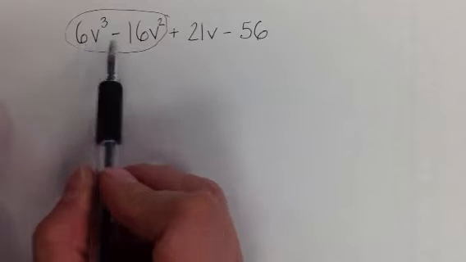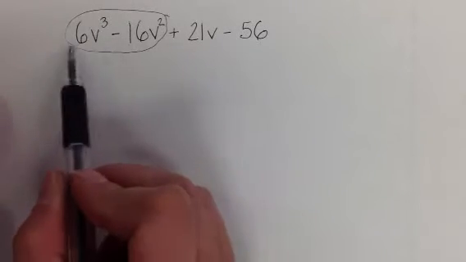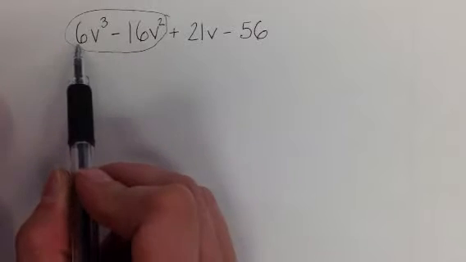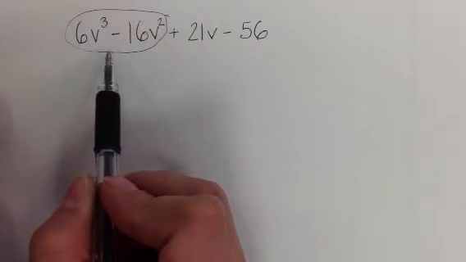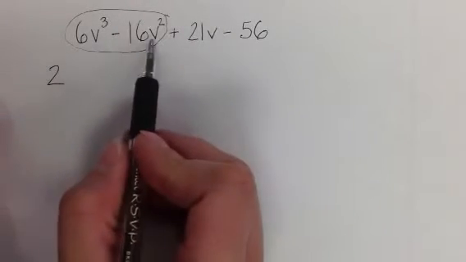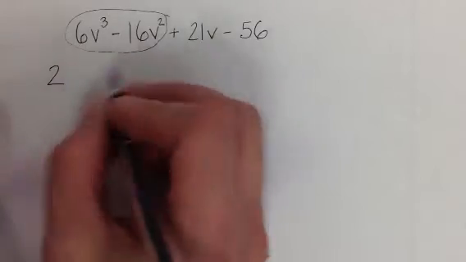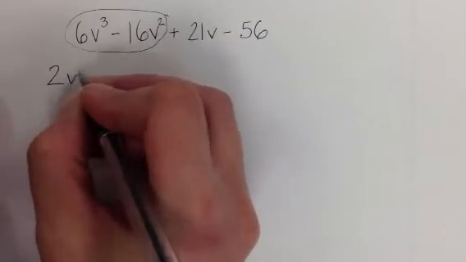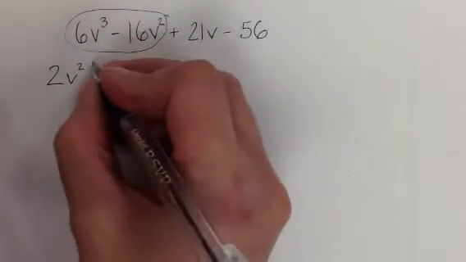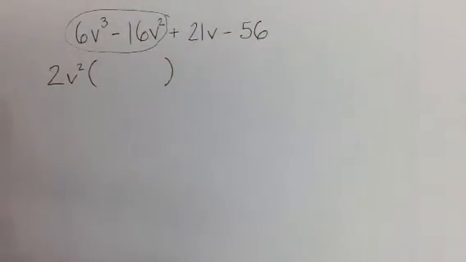Yes, these are both even, so 2. And actually, can I go more? Nope, 2 is the biggest I can do. So 2, and then I can also look at all those v's. So I have 3 v's here, 2 v's here. The smallest exponent is what I can take out. Okay? Now, to get back to here, because that's what I'm doing, factoring, I'm dividing.